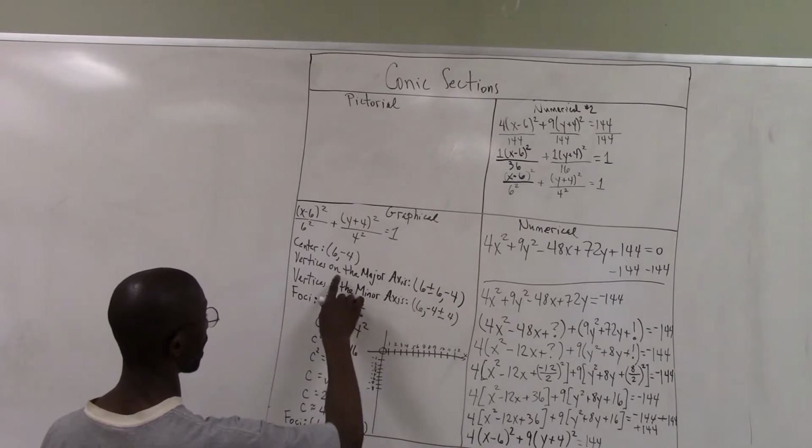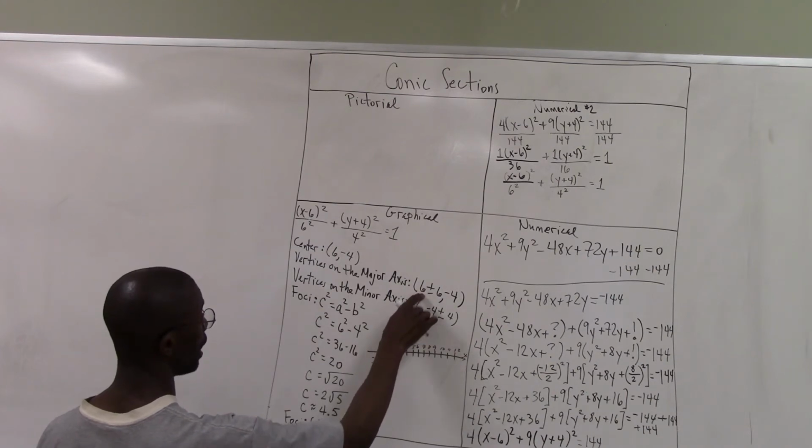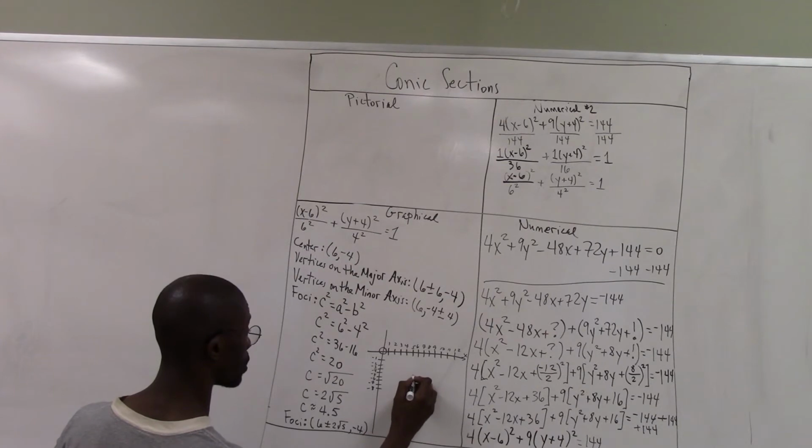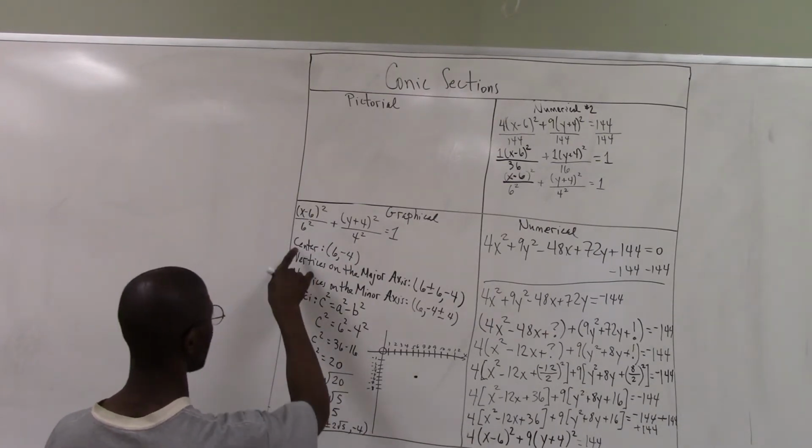All right, so we got to plot this. So we have 6. I'm sorry, the center is at 6, -4. So 6, -4 is approximately there. That's the center.